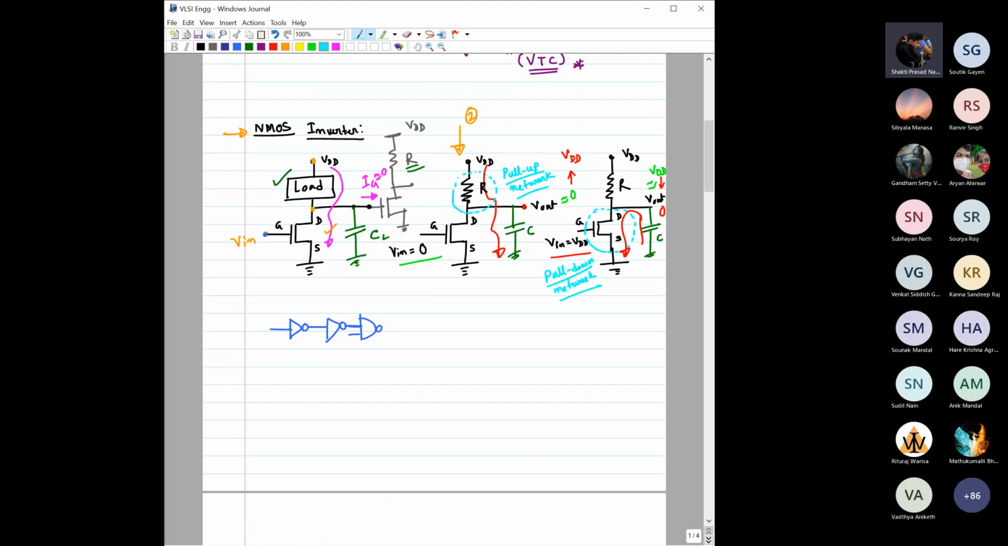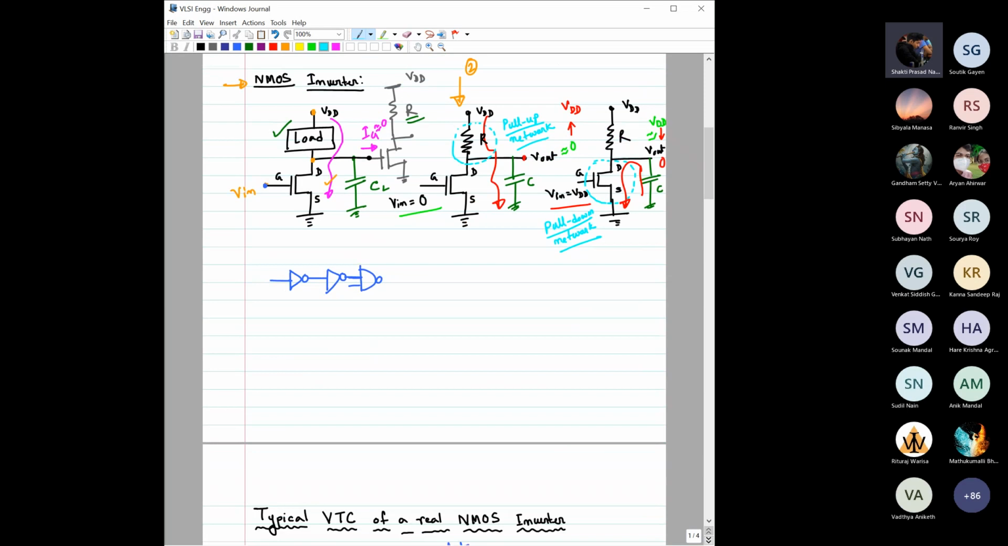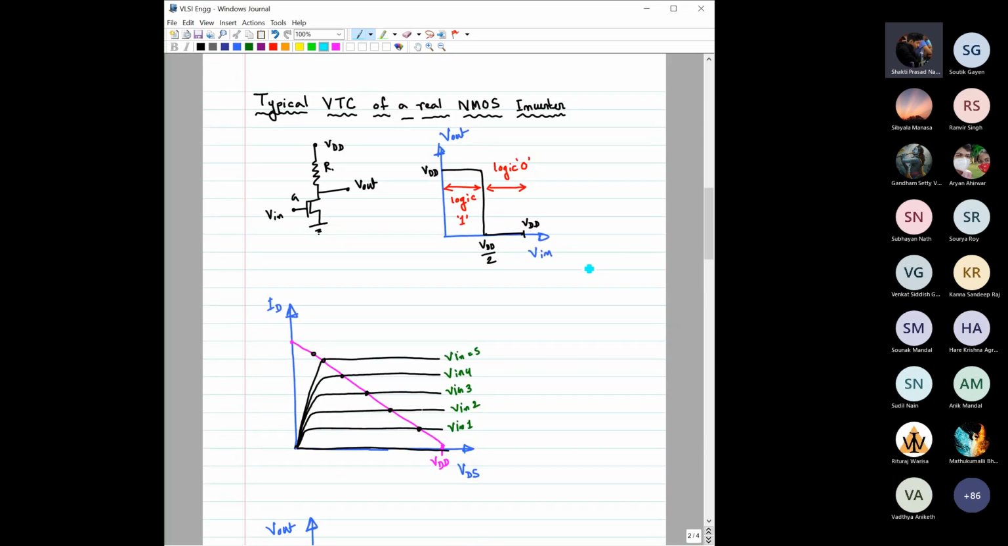So you are already familiar with the term VTC, voltage transfer characteristics. So we will take our discussion from now on from the ideal VTC itself, and then see how the practical VTC deviates from the ideal VTC and all this stuff. Slowly we are building up our foundations, so that we can discuss a couple of other, bit more complicated things based on that.